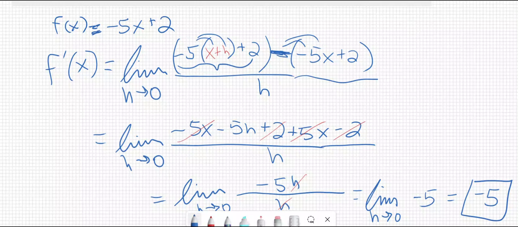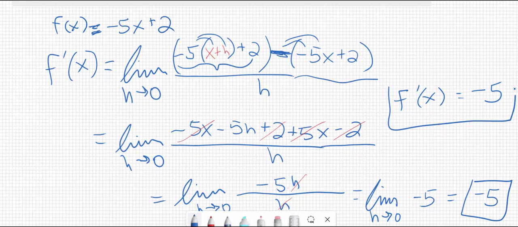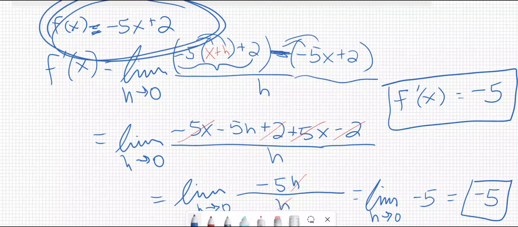If you have a more complicated function to start with, you'll end up with a function as your answer. But notice, kind of like we expected here, and if I want to write the whole thing out, the derivative of this function is negative 5, meaning no matter where you go on the original function, we kind of pointed this out in the beginning because it was a line, the slope is always negative 5. So every single point on the line has the same slope. No matter where you go on the line, the slope is always negative 5.